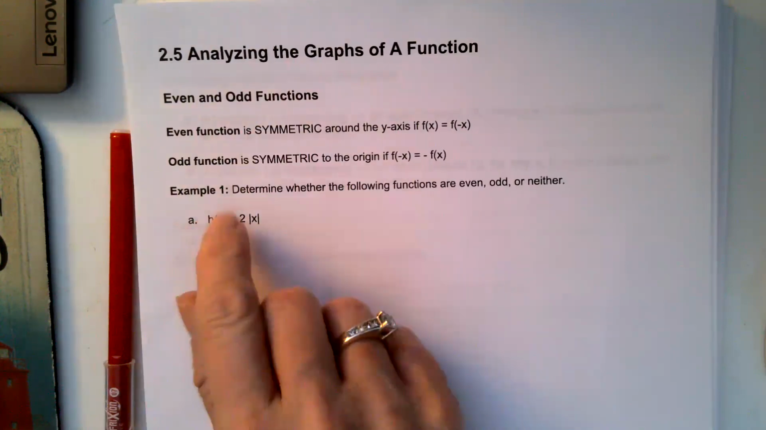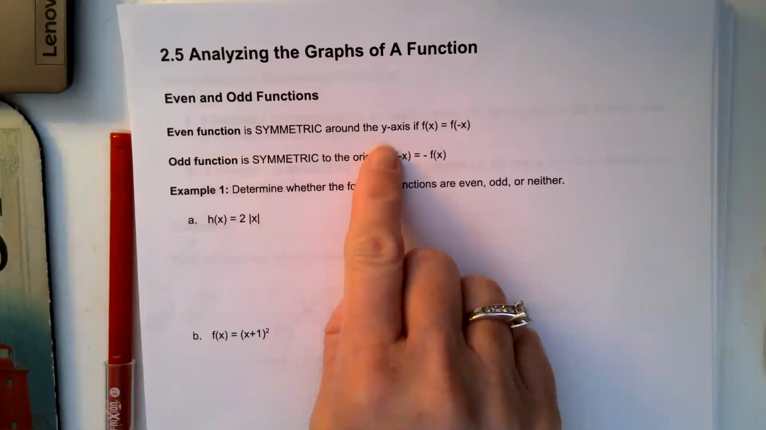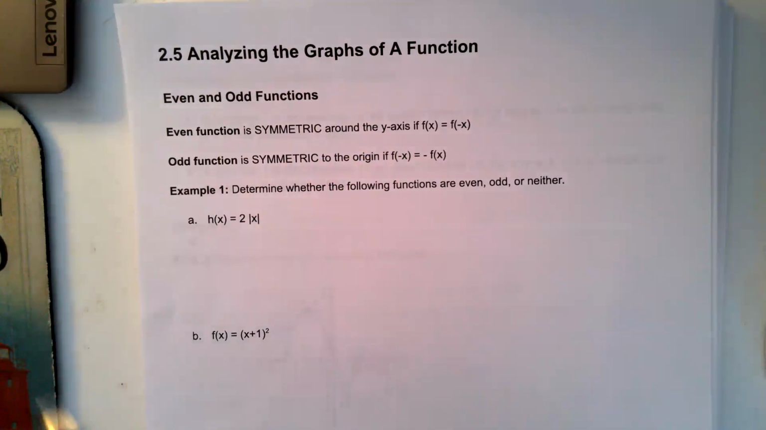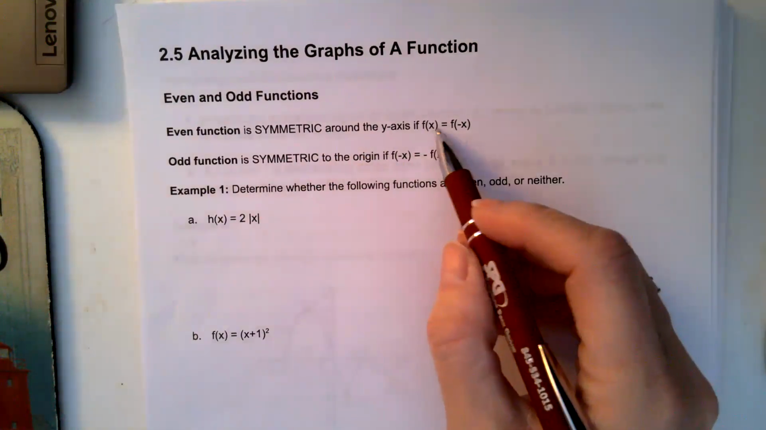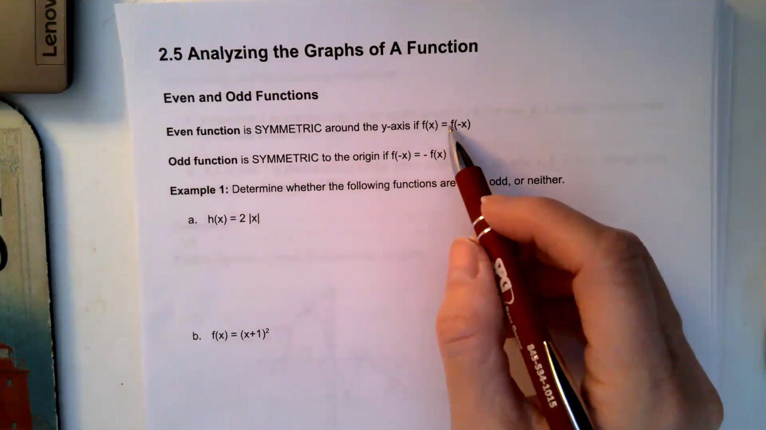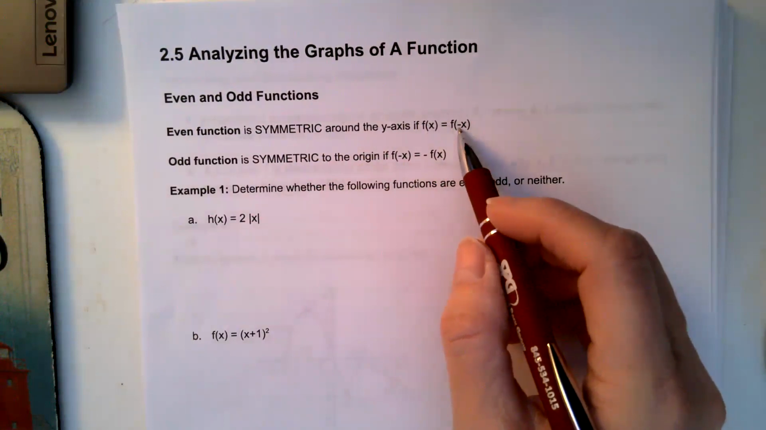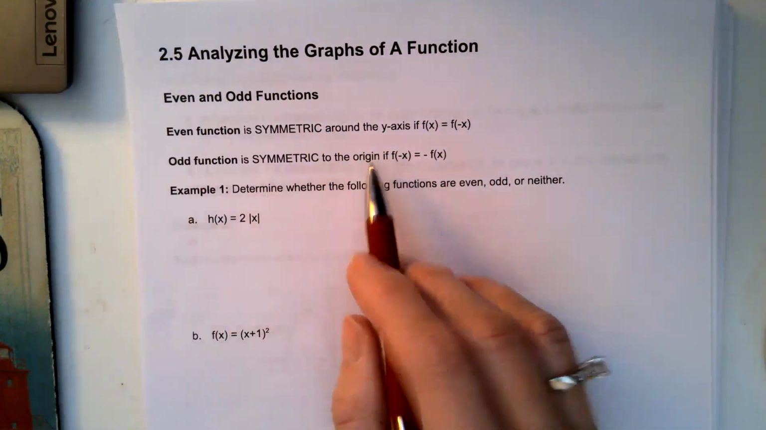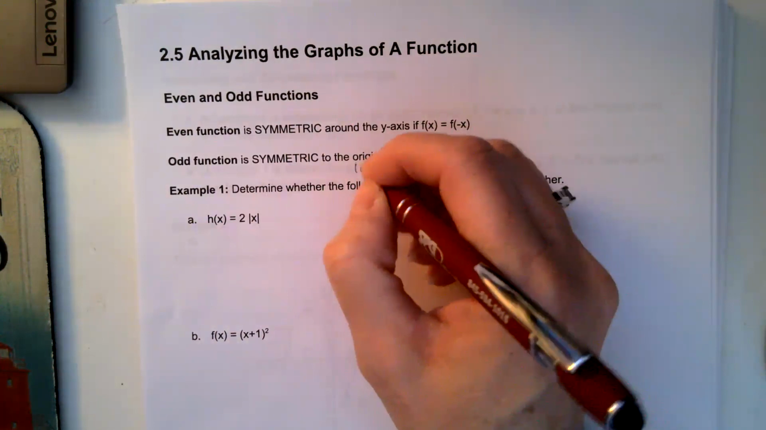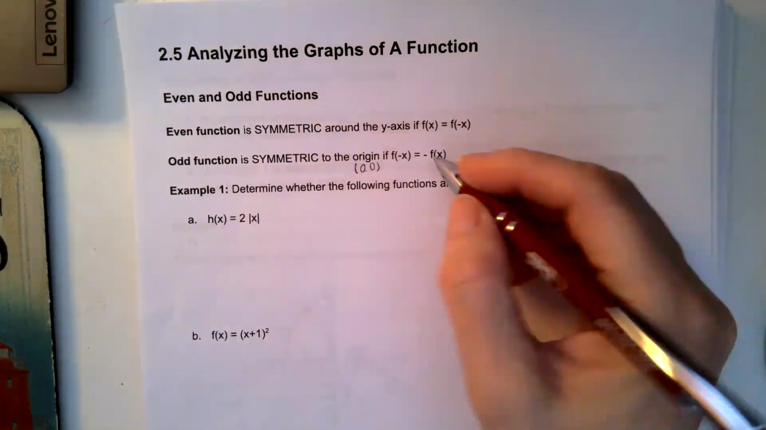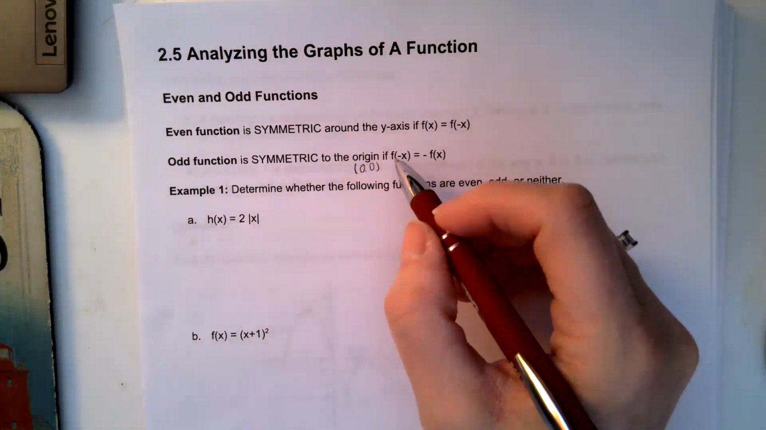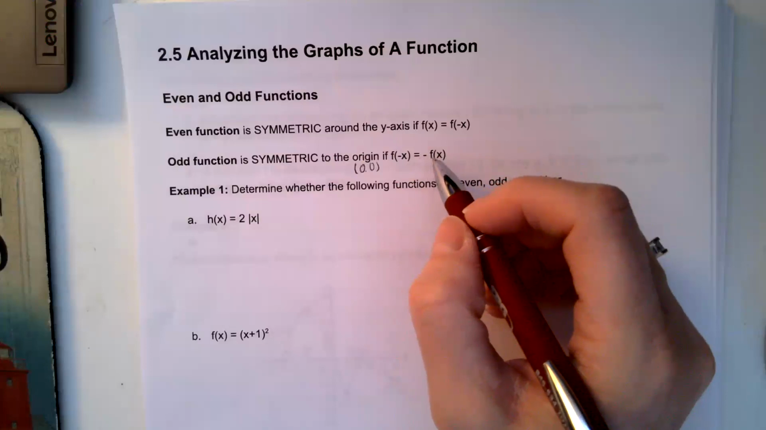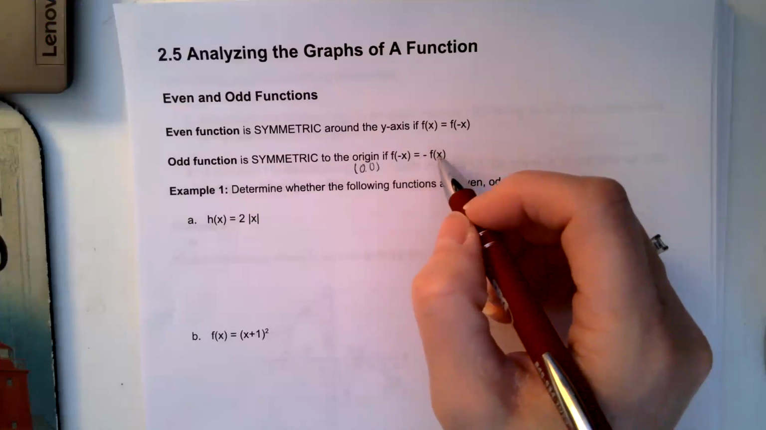An even function is considered symmetric around the y-axis. So if we have an x value and we evaluate the function at x, that outcome is the same as if we evaluate that function at the opposite value of x. An odd function is symmetric to the origin, so around the point (0, 0). So if we take f and we evaluate at negative x, it's equal to the opposite of if we evaluate the function at a positive x.